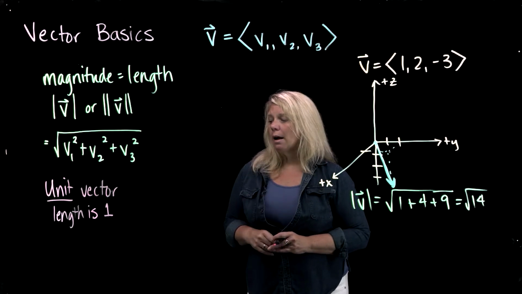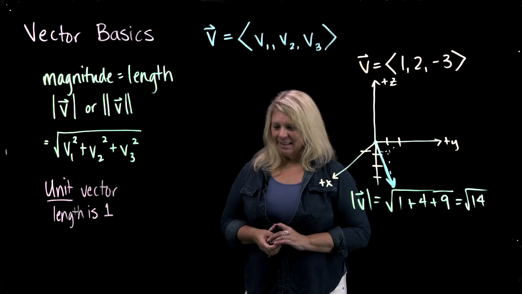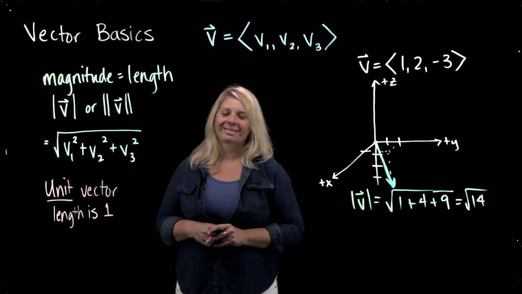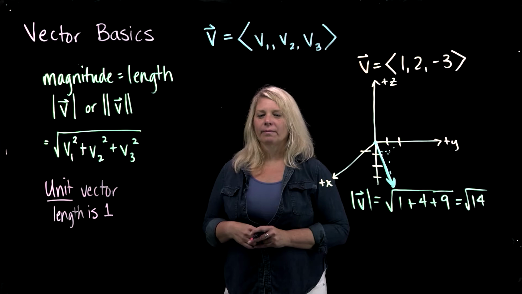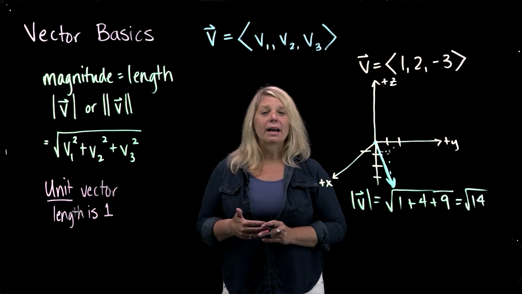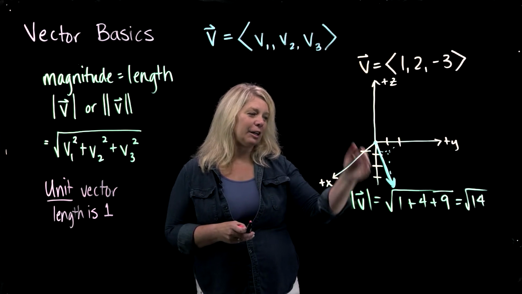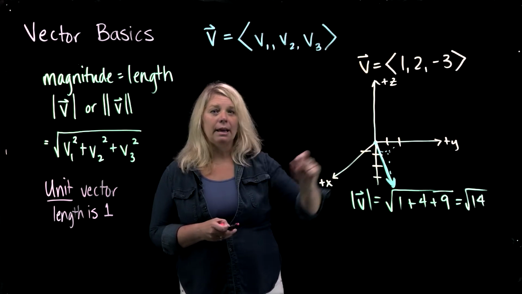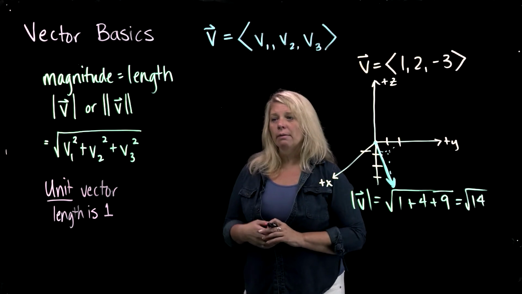And so one of the things we'll talk about in the next video is how to rescale so that you can take a vector of a particular length and rescale that so that you can get a vector in the same direction but length 1. So we'll talk about that in the next video. But anytime you see a unit vector, that means the length is 1.